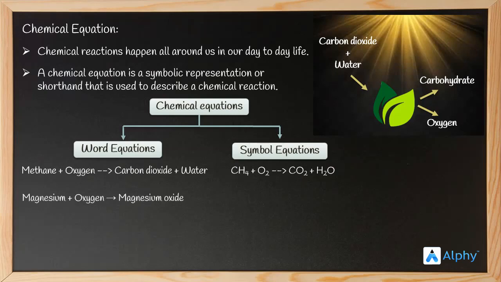Let us consider our previous example. Here, magnesium plus oxygen giving magnesium oxide is how we write in word equation. However, in symbol equation, we write the same equation as Mg plus O2 forming MgO. So you can clearly see the difference between the word equation and symbol equation. It is quite convenient to write the equation in its symbolic form.